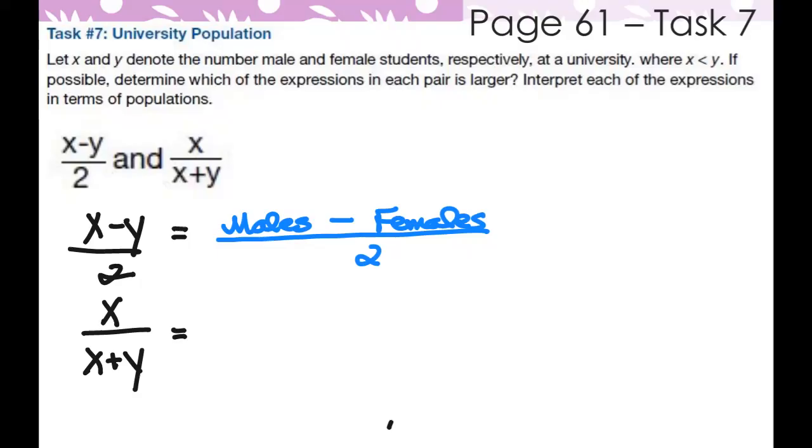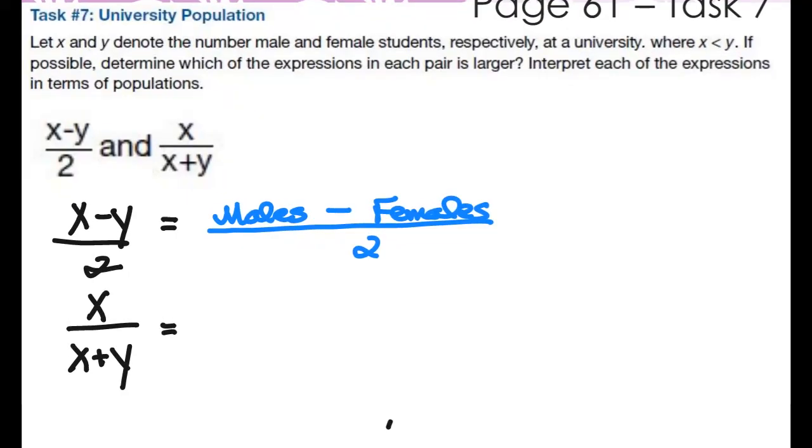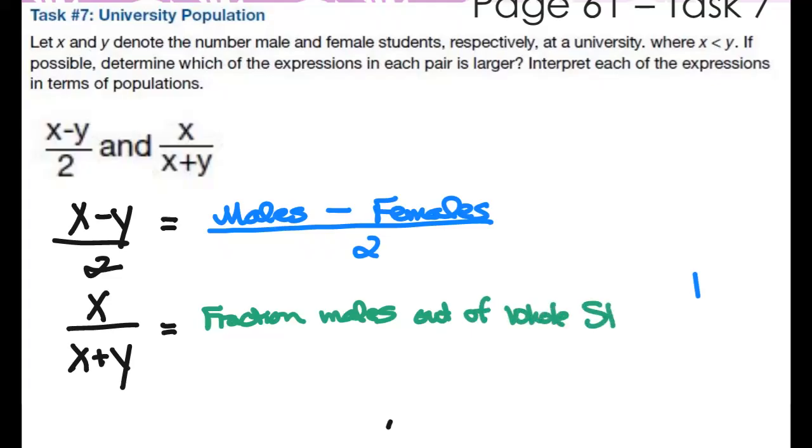All right. What about the second one? What does that represent? Yeah, fraction of males out of the entire population. That's the same as the one we just did. Fraction of males out of the whole student body. Well, it's a campus. It's a university. So we're talking about the number of females and males on a college campus.